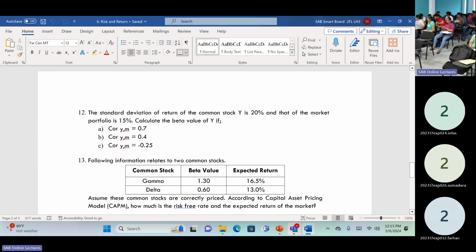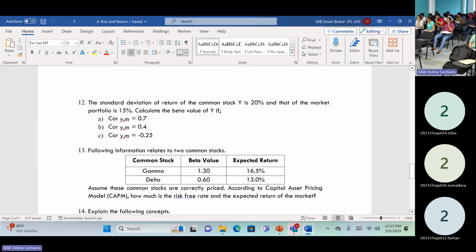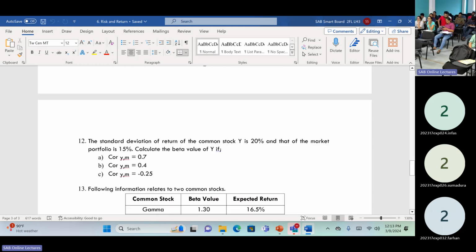So you should know beta. In order to really complete this discussion, you should know beta, and based on the beta, you should be able to calculate expected return. Based on that, you will identify whether the stocks are undervalued or overvalued for the investment. So that is actually what you should know. We'll see it in the next lecture.